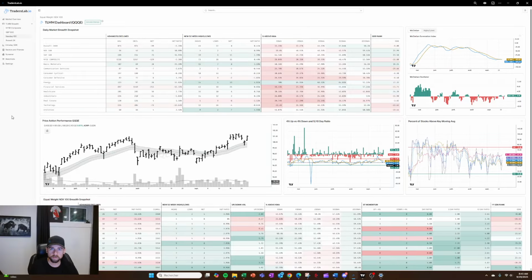So first thing first, NASDAQ TLMM dashboard. That's where I always start my routine. So model switch on the uptrend attempt on Friday. So that's what I want to see early on in a potential uptrend, right?